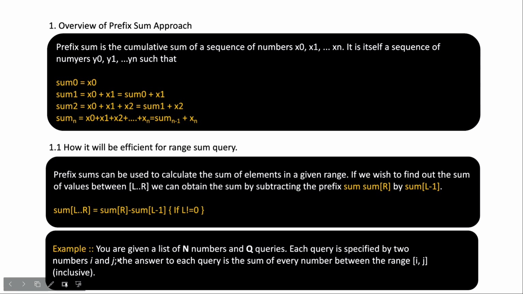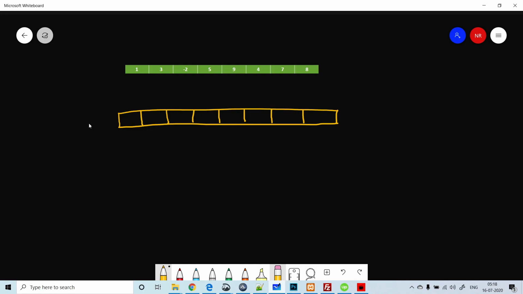Let's understand this with one more problem. You are given a list of n numbers and q queries. Each query is specified by two numbers i and j. The answer to each query is the sum of every number between range i and j inclusive. Now let's understand with the example. Let's say this is the input array given to us with n numbers. Now let's first calculate a prefix sum.